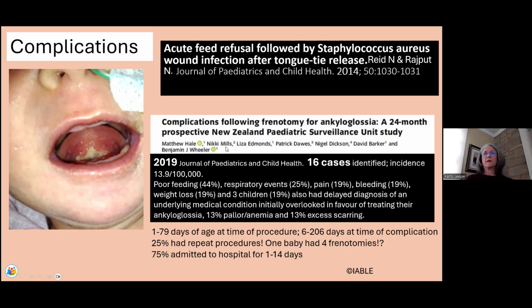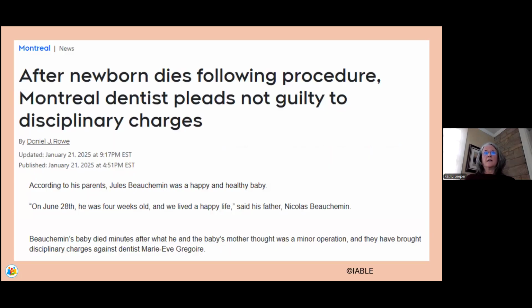75% of these babies were admitted to the hospital for 1 to 14 days. So it's a procedure and things can go wrong. A baby even died in Canada, and I don't know any of the details of this case because there's litigation involved and there hasn't been any more publicity than this, but a 4-week-old went in for a frenotomy and died in the office.